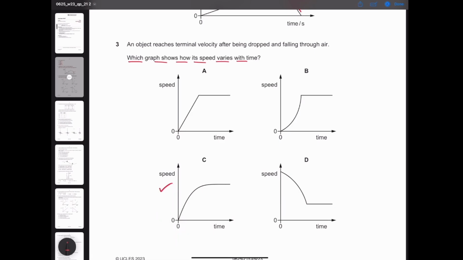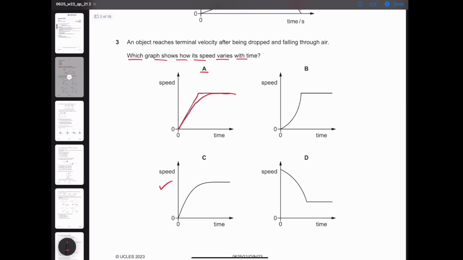Why not A? A is just a very sharp turn. It's not possible like this. Eventually what happens is that slowly it is accelerating under g. Then slowly the acceleration starts to decrease because air resistance is increasing. So it should be like this. Answer is C. Question number 4.